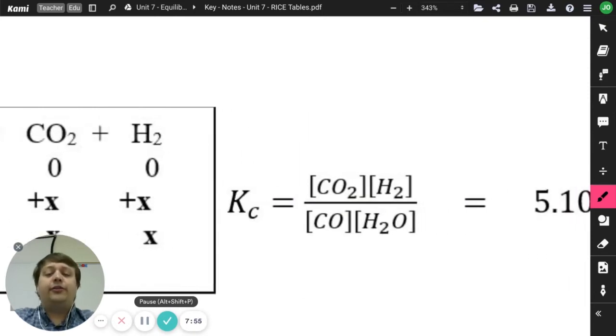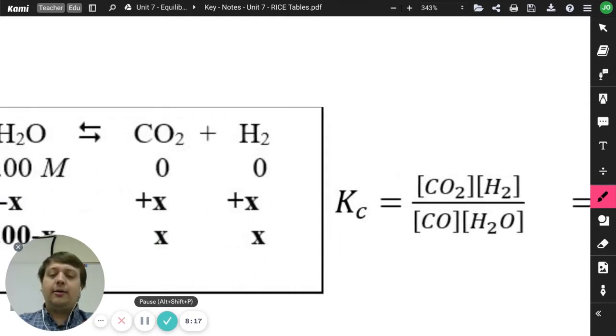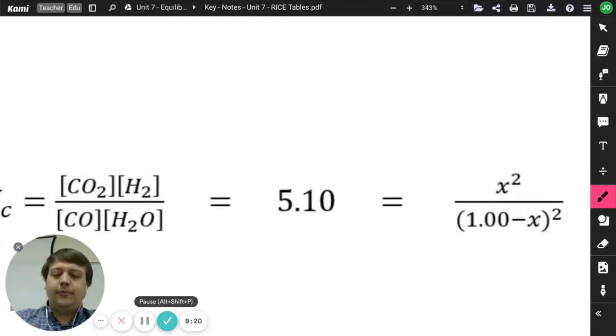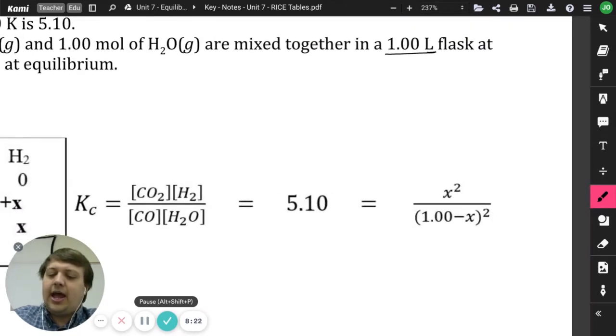Another thing that I also needed to do was write my equilibrium expression. So my equilibrium expression here says Kc equals the concentration of CO2 times the concentration of H2, divided by the concentration of carbon monoxide times the concentration of H2O. So products over reactants here. All right. And so when I plug in my numbers here, what I'm going to find is that I had a concentration for CO2 of X. For H2, it was X. So really that's X squared, right?